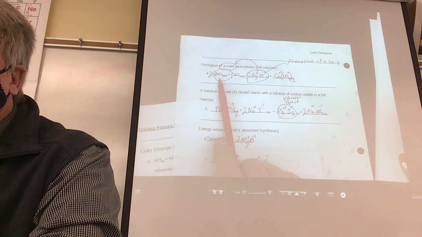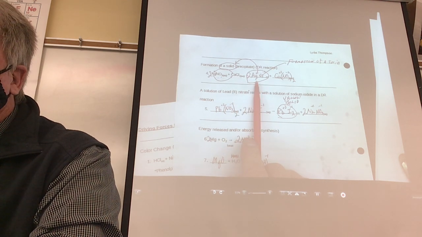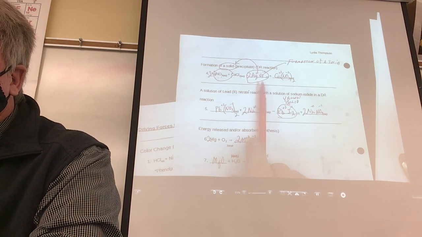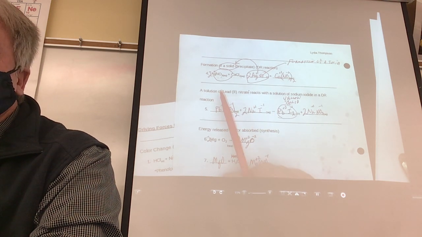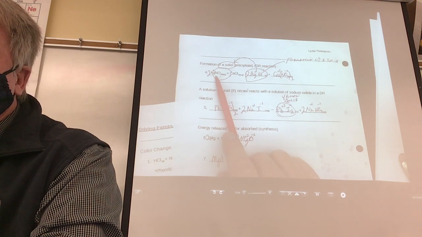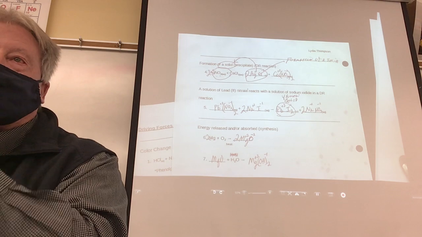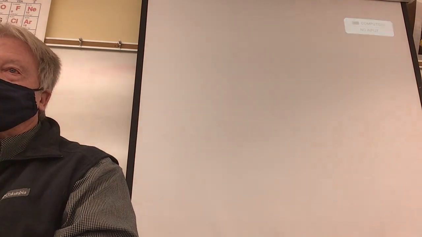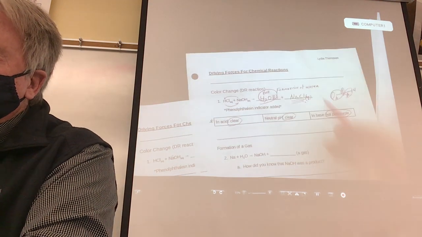Silver nitrate plus calcium chloride yields silver chloride plus calcium nitrate. Excellent. Everybody see that? Now, if you remember, this looked like water, and this looked like water. But when I put them together, this white solid appeared. Remember that?